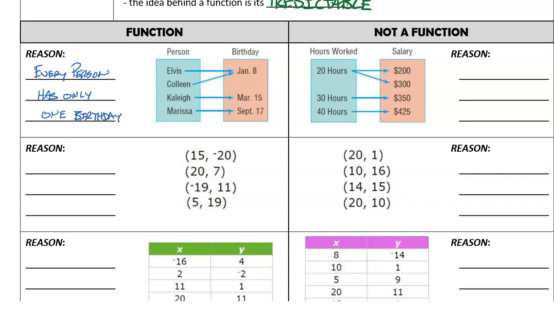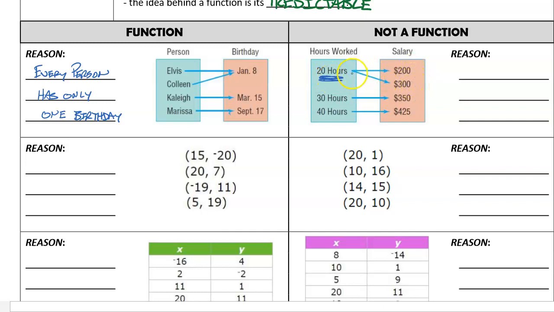So our reason behind this is every person, which is our x values, has only one birthday, which was our y values. An example of not a function using that same idea is hours worked compared to salary. So if we're all working the same job, right? And if we're just working differing degrees of hours, if you and I both worked 20 hours at the same job, it doesn't make any sense that I would get paid $200 and you would get paid $300.